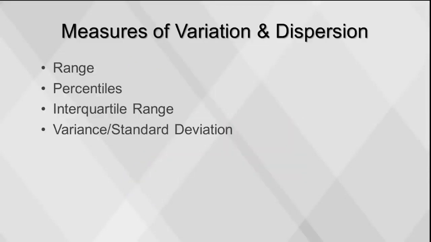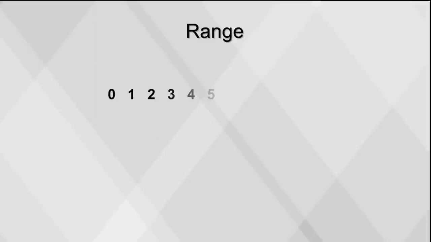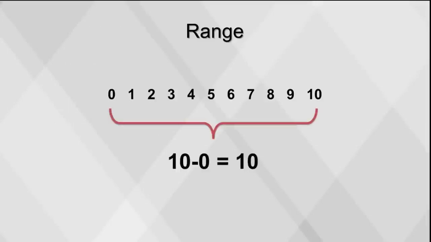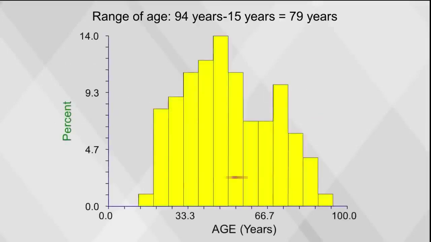There are several measures to examine the spread of the data. They include range, percentiles, interquartile range, and variance or standard deviation. The range is the difference between the largest and the smallest value. This histogram shows a minimum value of 15 and a maximum value of 94. The range is 94 minus 15 equals 79.